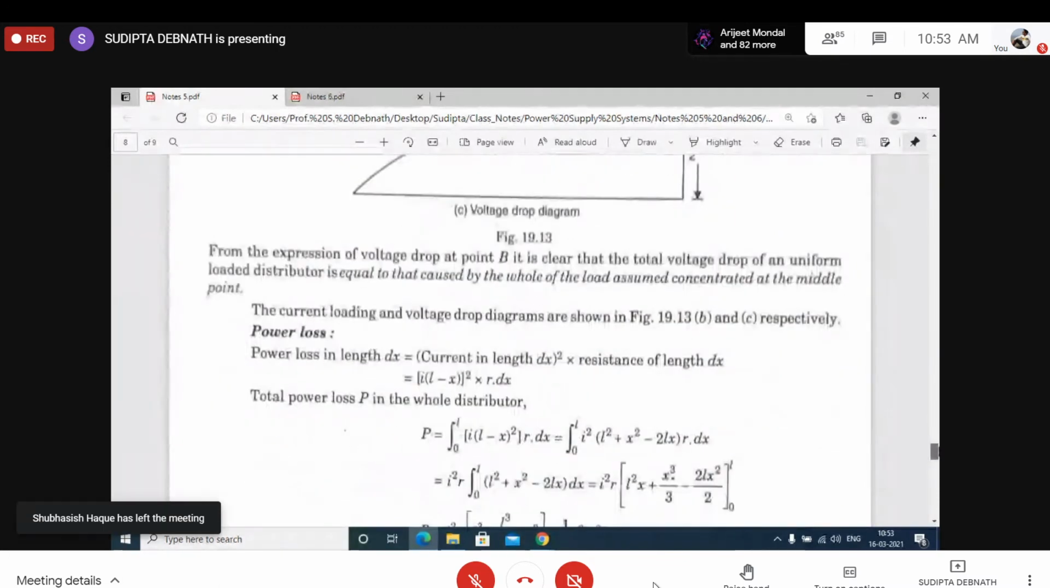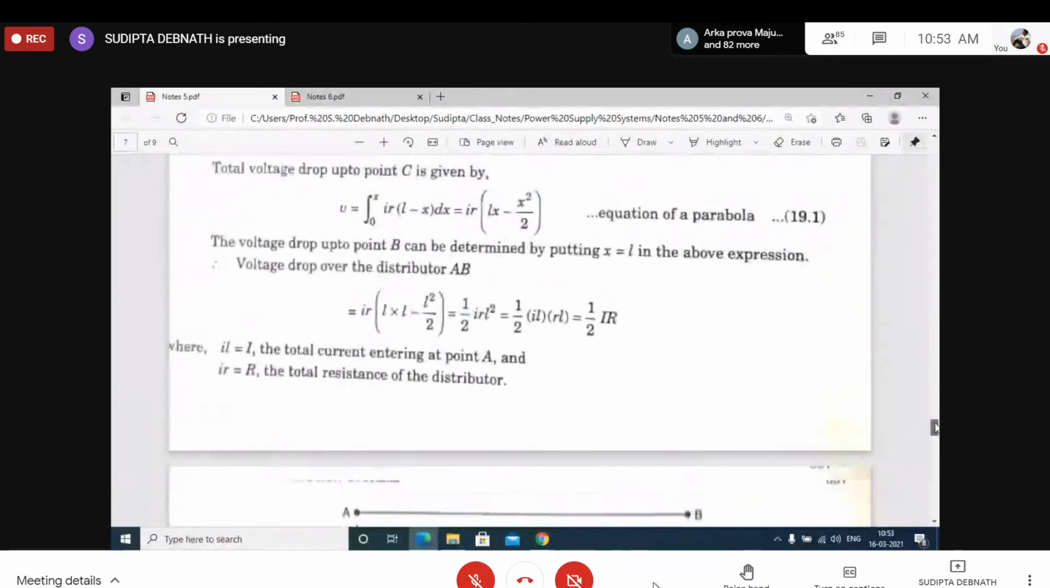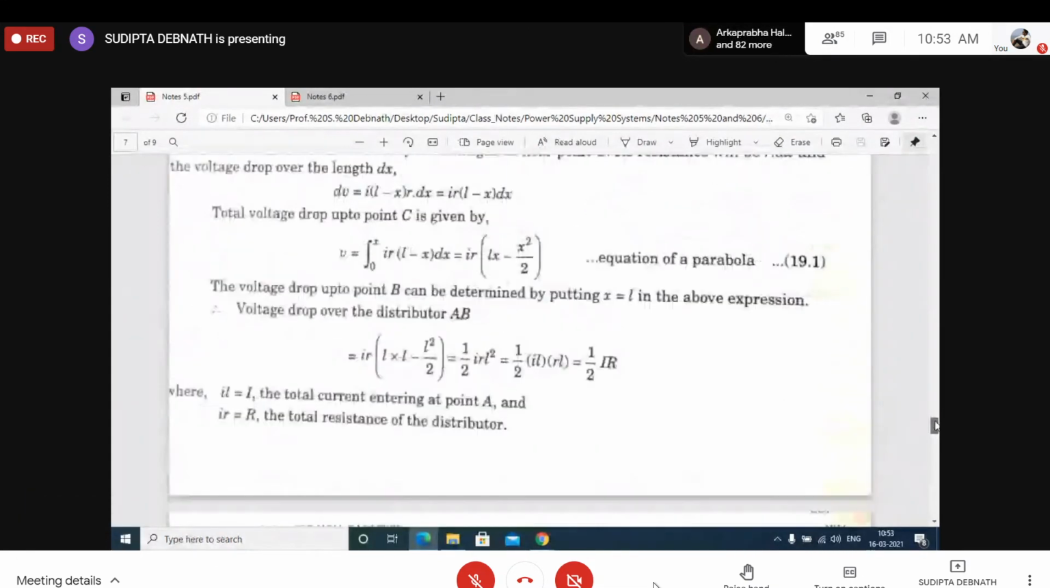Now, similarly, as you have found the expression for the voltage drop, what is the expression? It is simply I into R. Here I is IL minus IX, and R dX is the resistance. If we want to find the expression for power, we simply put I square R, that is IL minus IX whole square into R. Instead of V, we will write dP if you want to find the power.